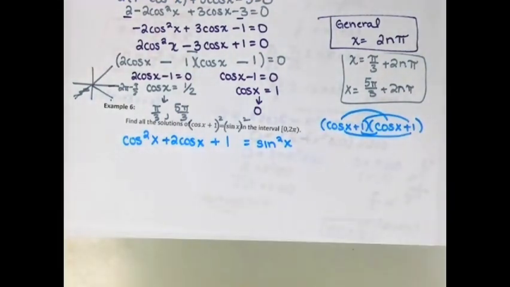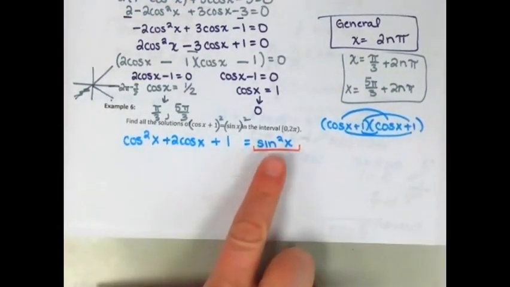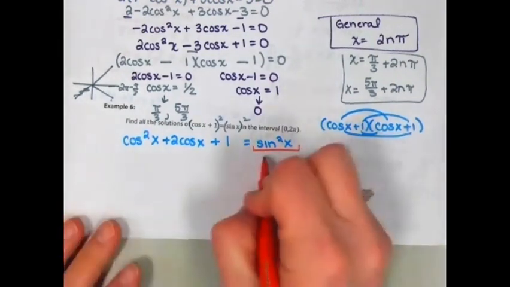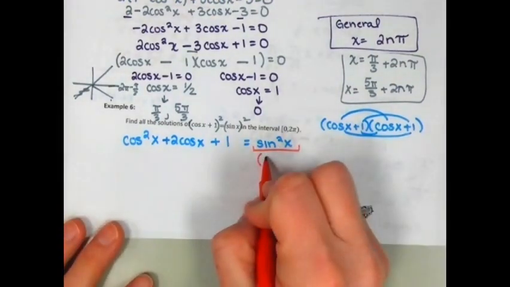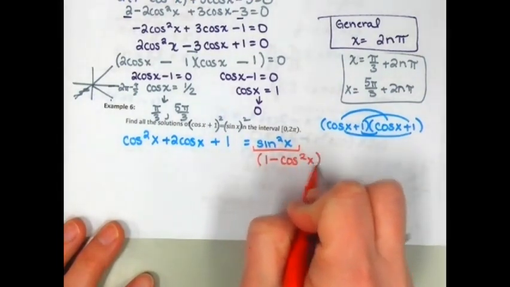Okay. Now, hey guys, we have sine squared x. Can we change sine squared x to something cosine? Yeah, what is sine squared x equal to? Isn't that equal to 1 minus cosine squared x?